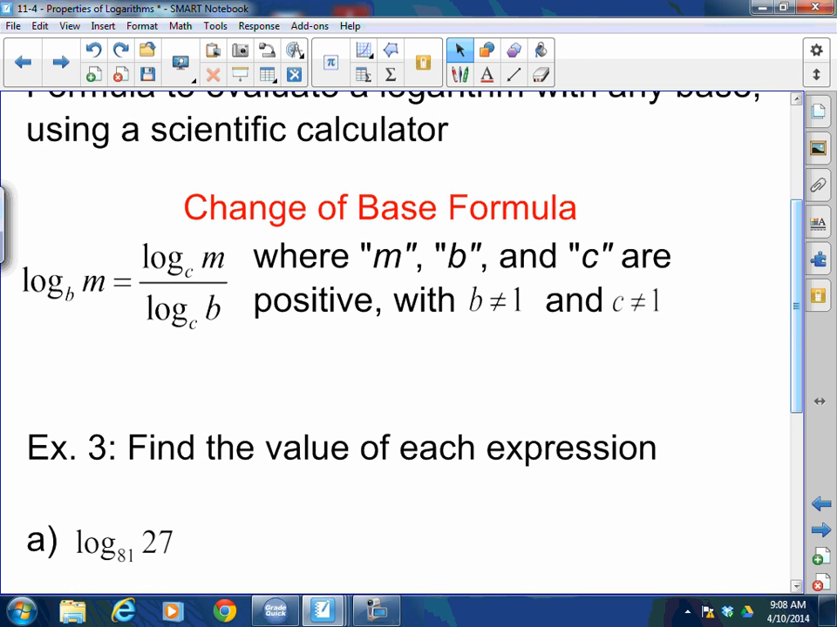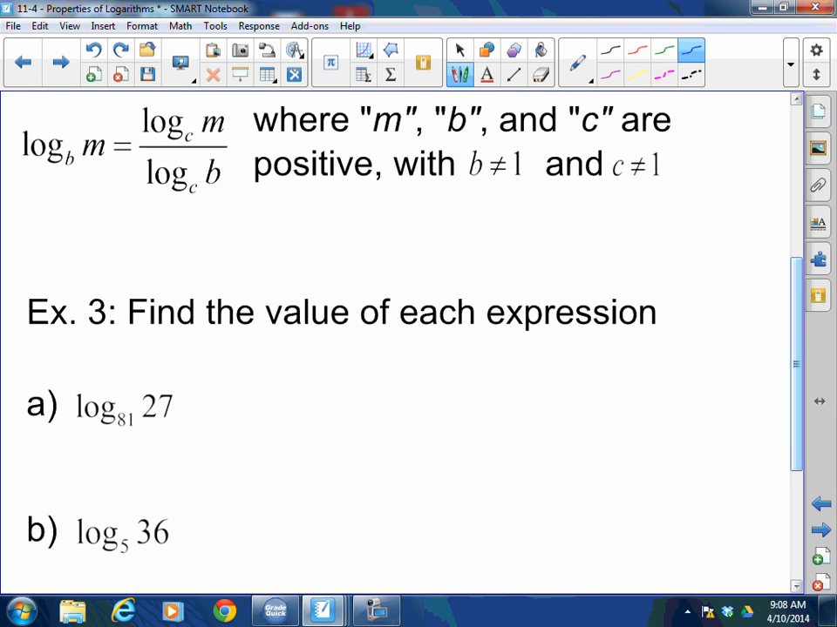If I give you log base b of m, this is going to equal the log of m divided by the log of b. Literally that easy. So it's the log of the answer divided by the log of the base. So it's log of the answer divided by the log of the base.